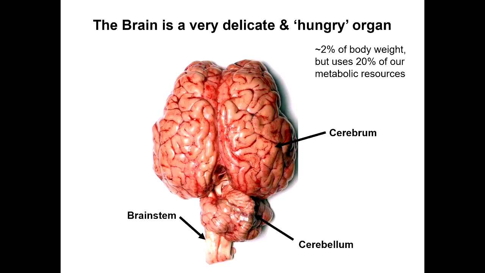So, for example, just to put this into context, your brain on average weighs something between 1.5 and 1.7 kilograms, which, depending on your overall weight, is something like 2% of your total body weight. But it uses about 20% of our metabolic resources. So a tenfold, or an order of magnitude, more of our metabolic resources go to keeping our brains alive and well than based simply upon its size.